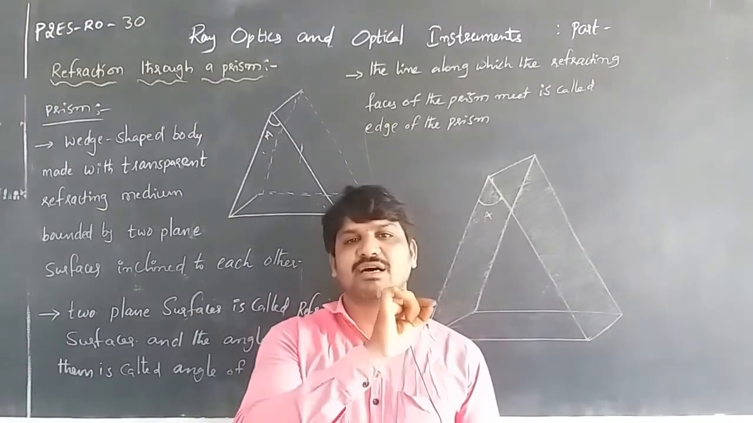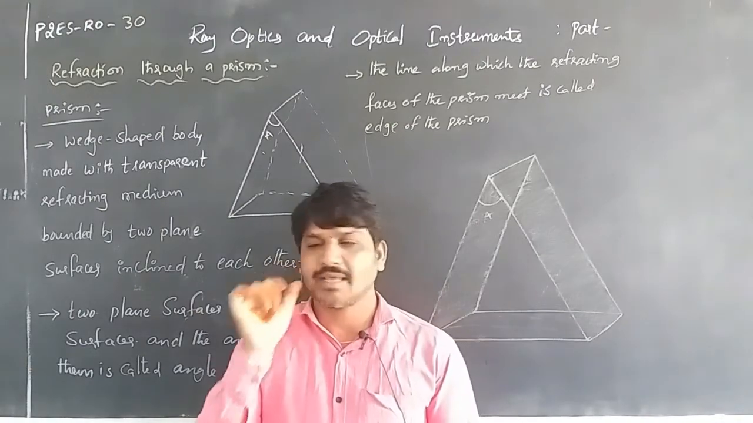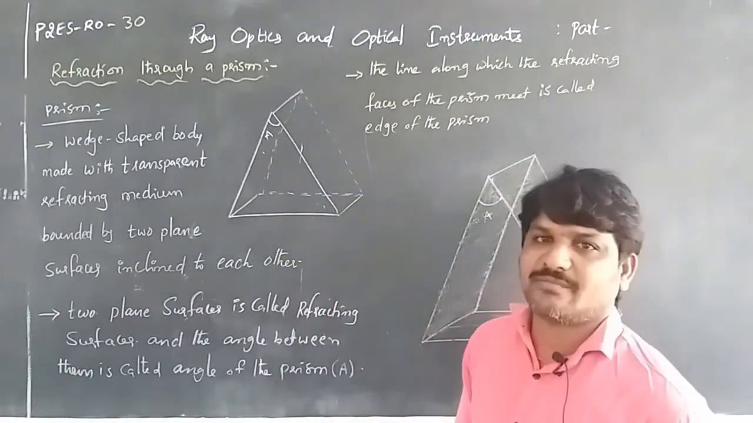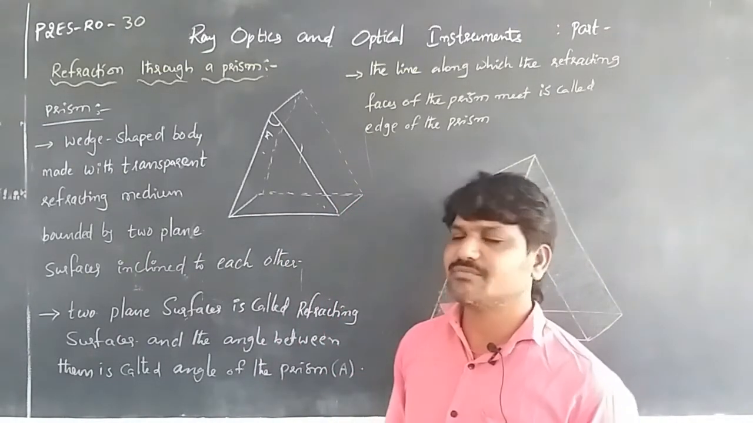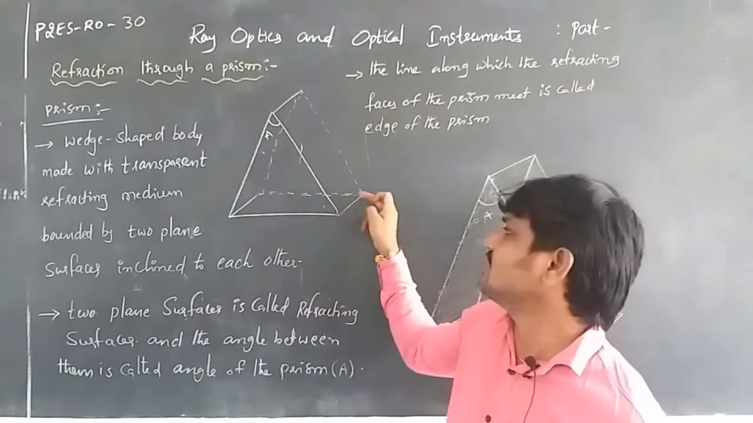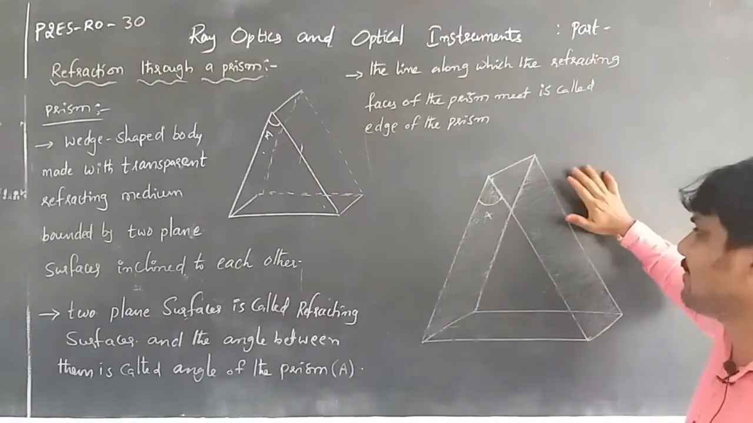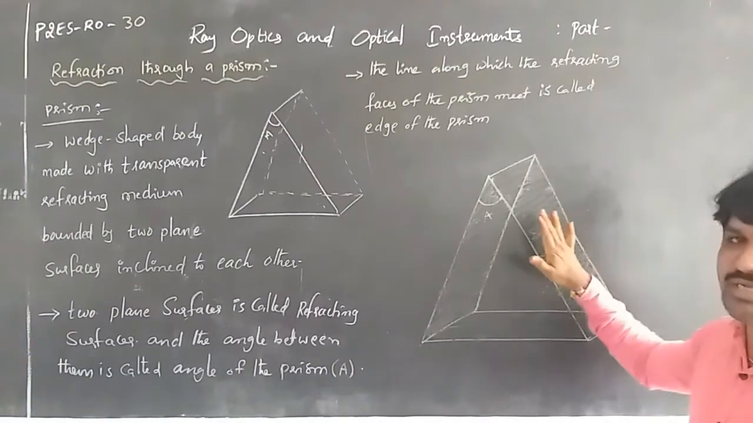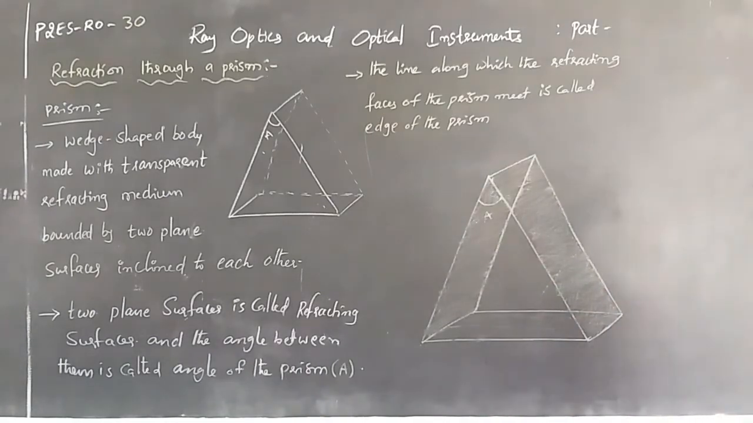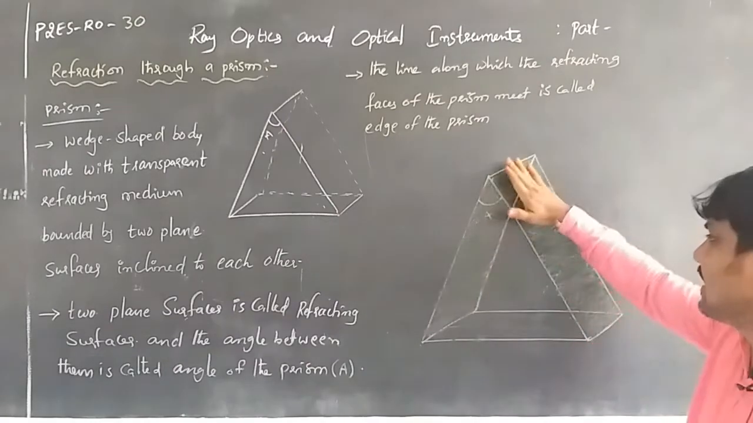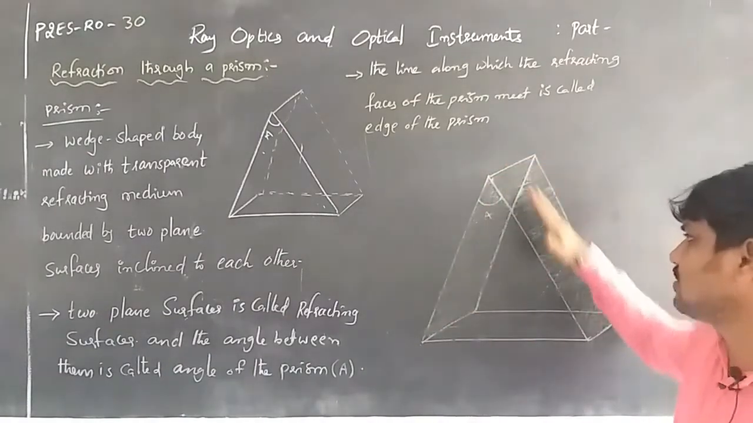When the light ray passes through the prism, what is meant by the prism? First of all, we should learn what a prism is. A prism is a wedge-shaped body made up of a transparent refracting medium, bounded by two plane surfaces inclined to each other.